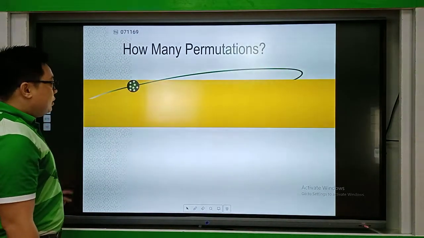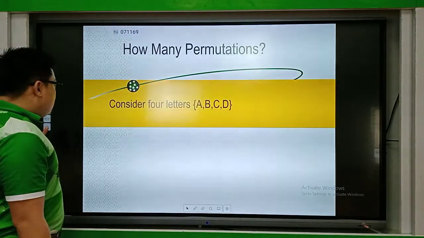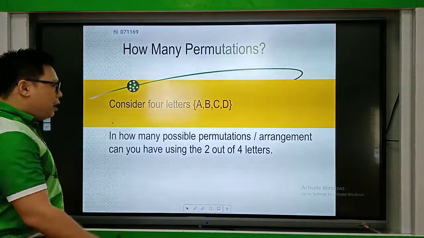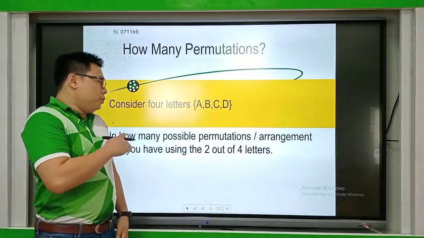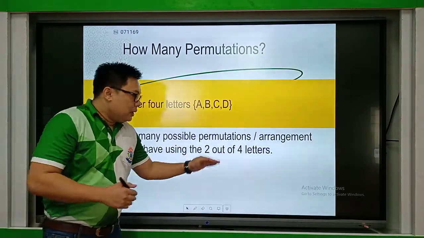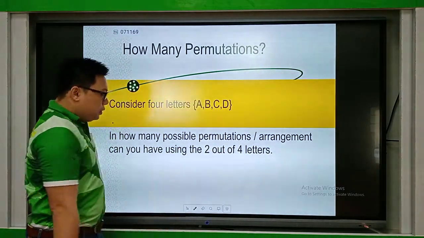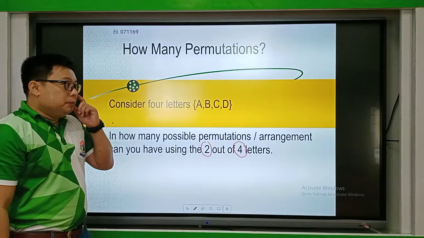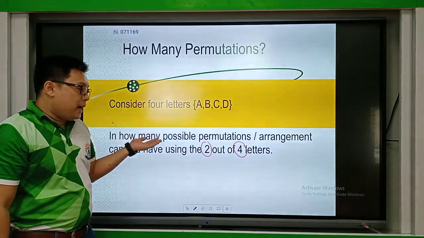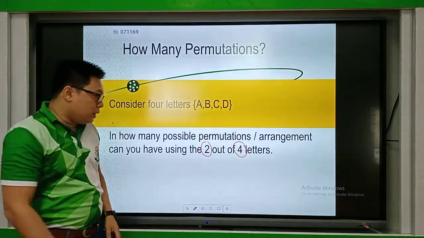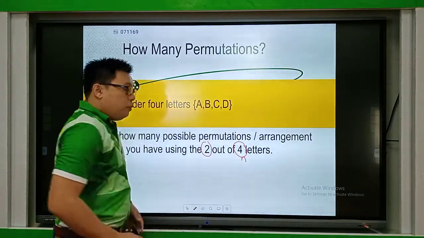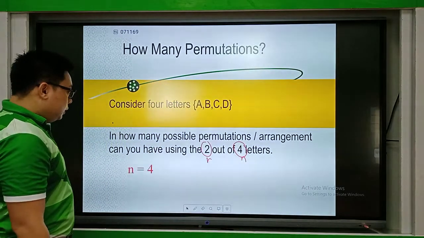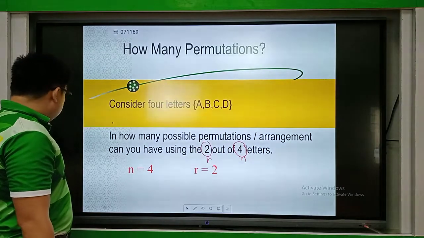How many permutations? Consider four letters A, B, C, and D. So we have 4 letters here. How many possible permutations or arrangements can you have using 2 out of 4 letters? So we need to choose 2 out of 4 letters. Again, on the previous slide, n is the total number of selections. So this might be your n, and we will choose 2 of them, so that will be your r. So n is 4, and r is equal to 2.